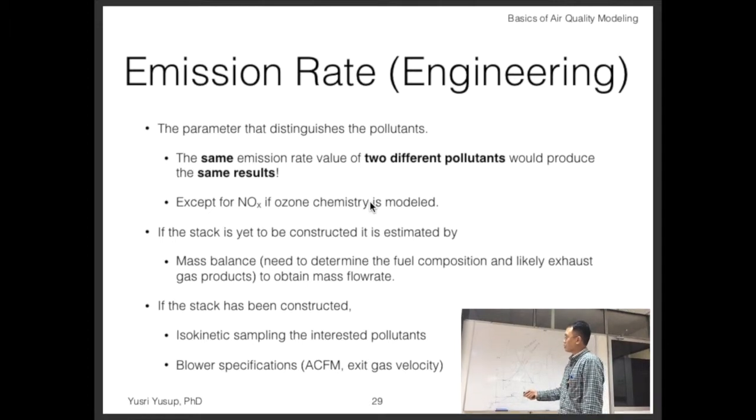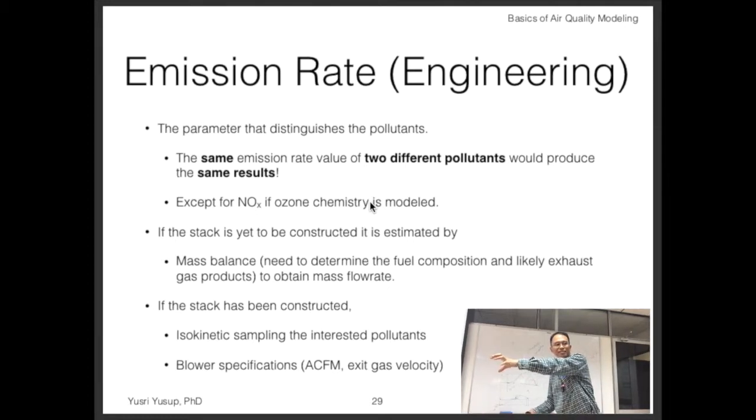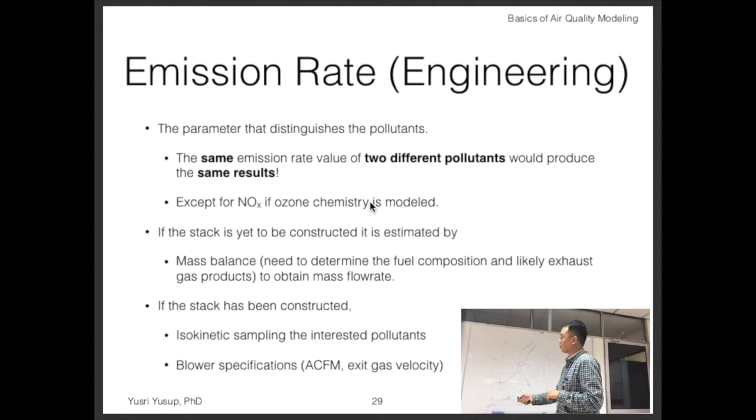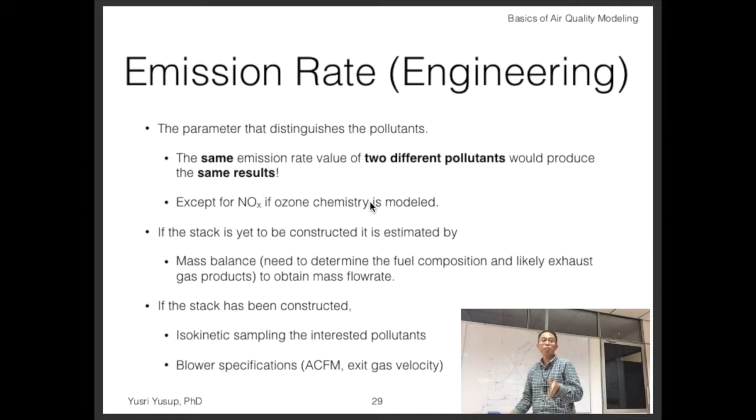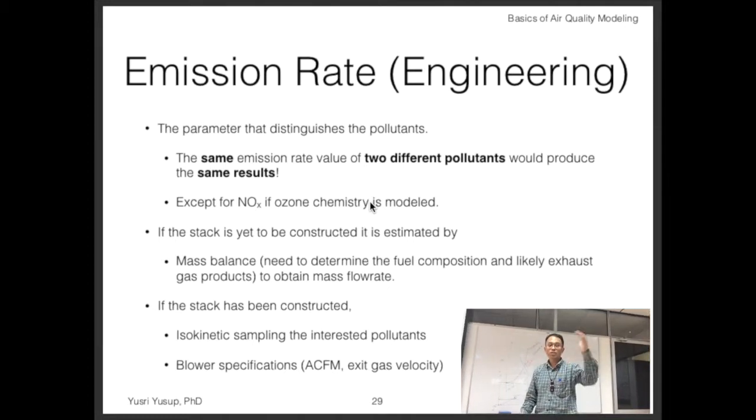So if the stack is yet to be constructed, this emission rate is estimated by mass balance. You know what mass balance is? So if there's 10 grams of particulate matter coming into a system, of course there's 10 grams going out. So we can guess from there, provided that there's no other leaks in the system. So for mass balance, we need to determine the fuel composition and likely exhaust gas products to obtain the mass flow rate. And mass flow rate is in the units of mass over time, like gram per second, kilogram per hour, ton per year, mass over time.